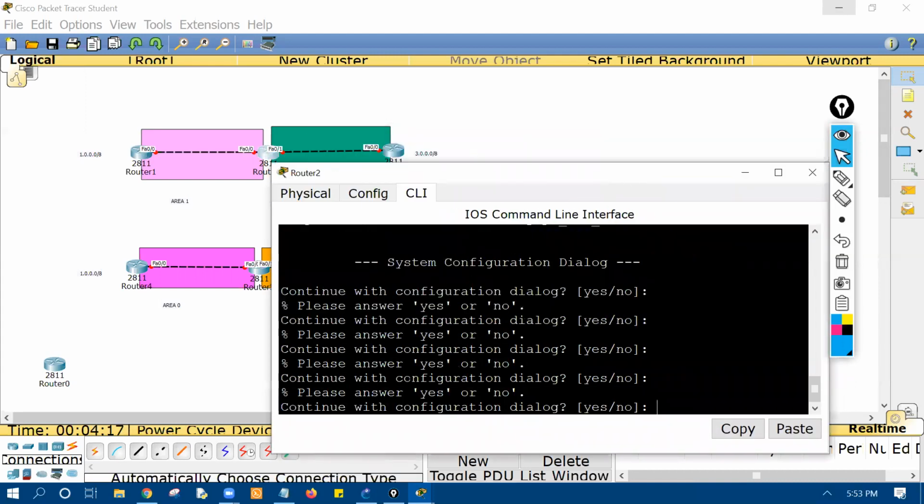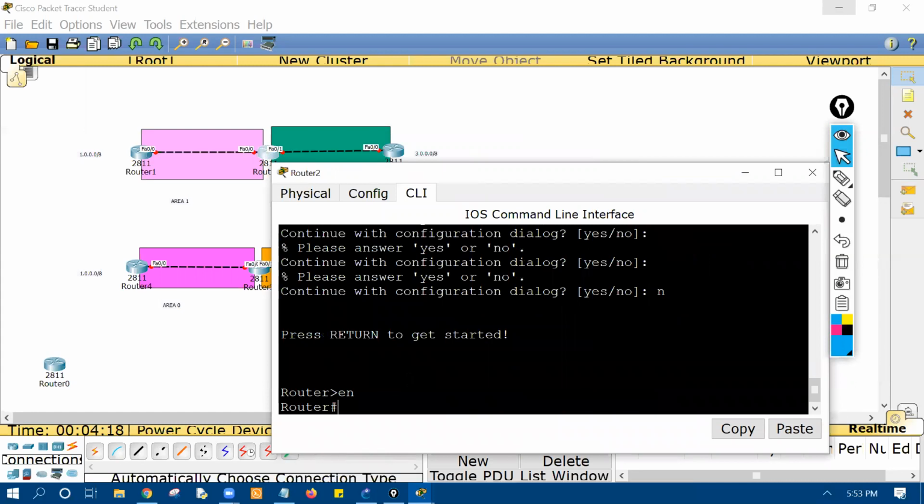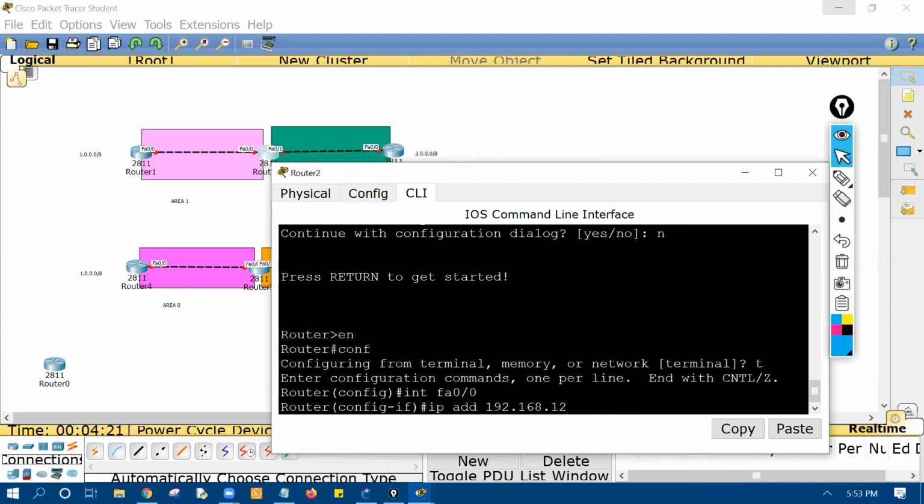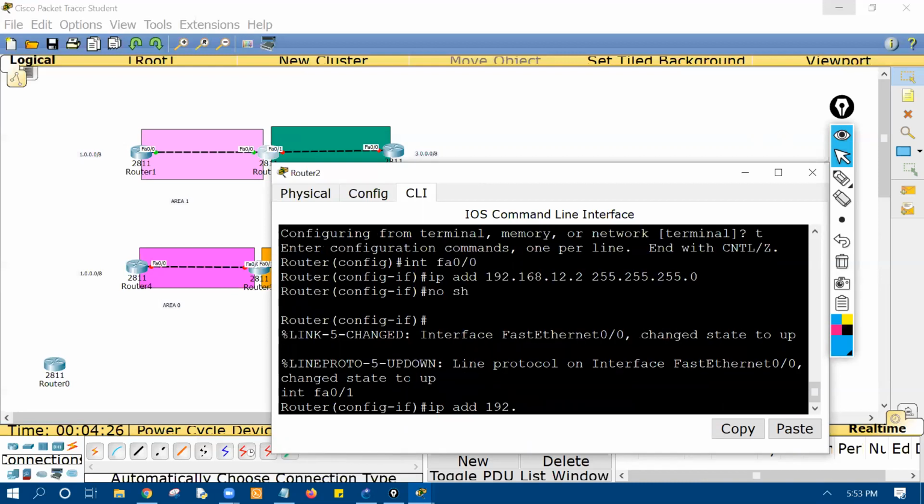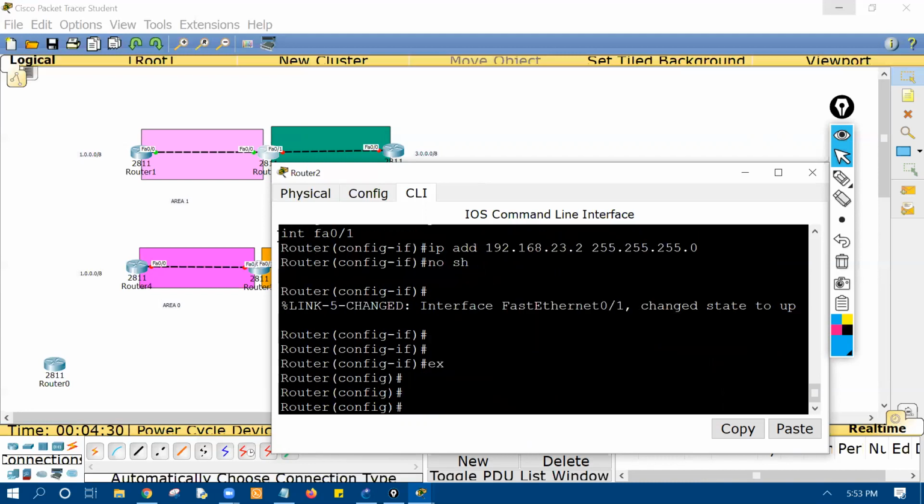Enable, config terminal, interface 0/0, IP address will be 12.2/24. No shutdown. Interface 0/1, IP address will be 23.2/24. Done. So this guy is configured.